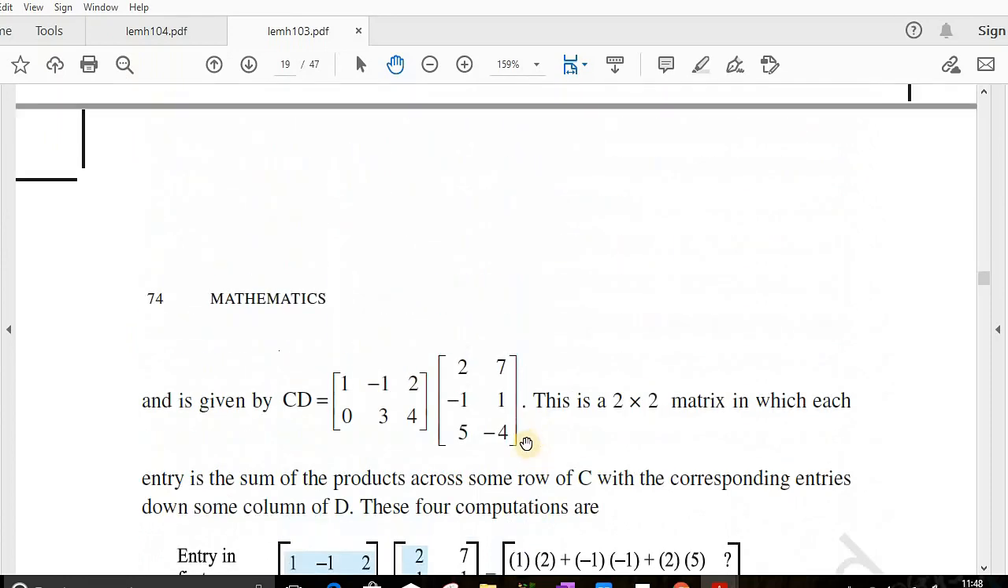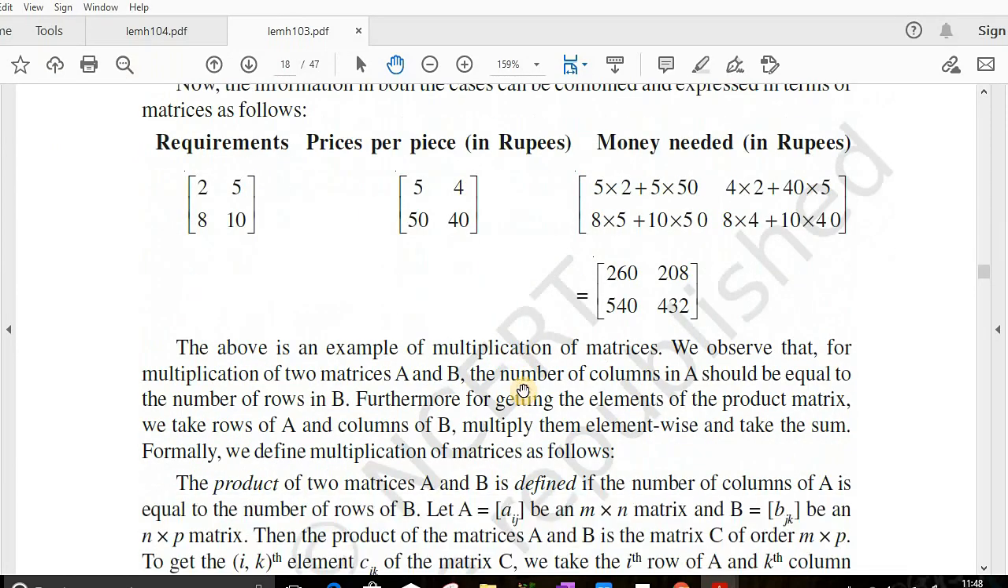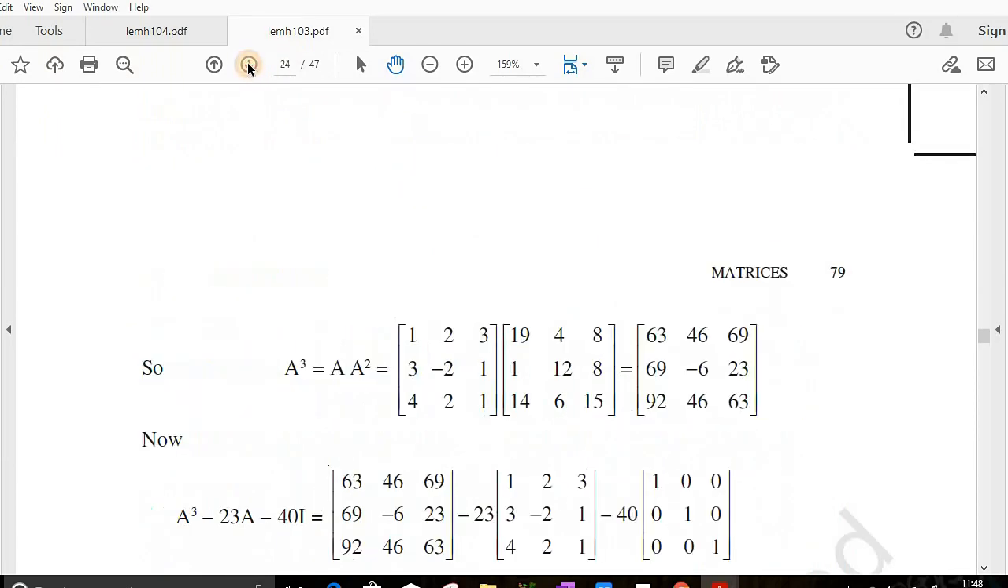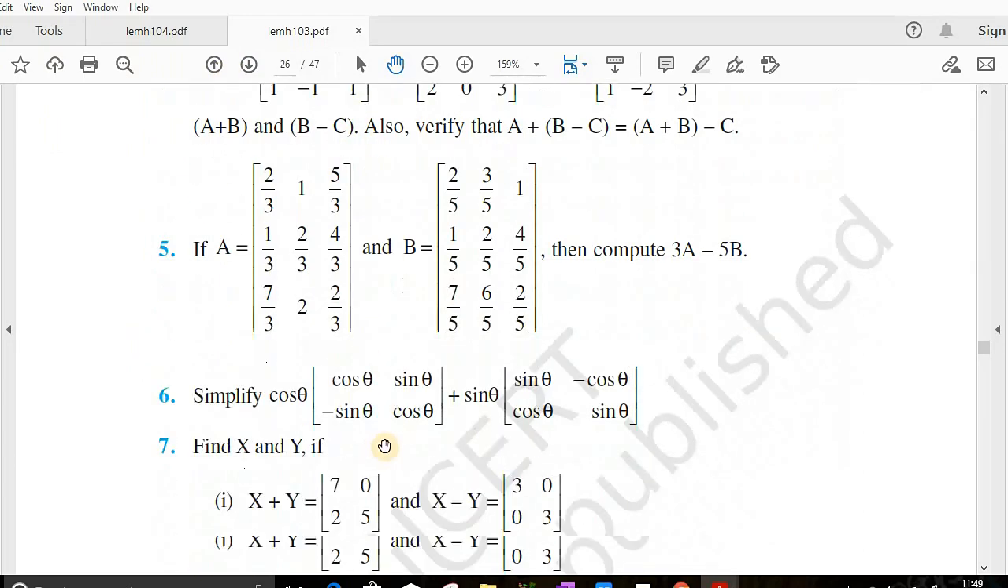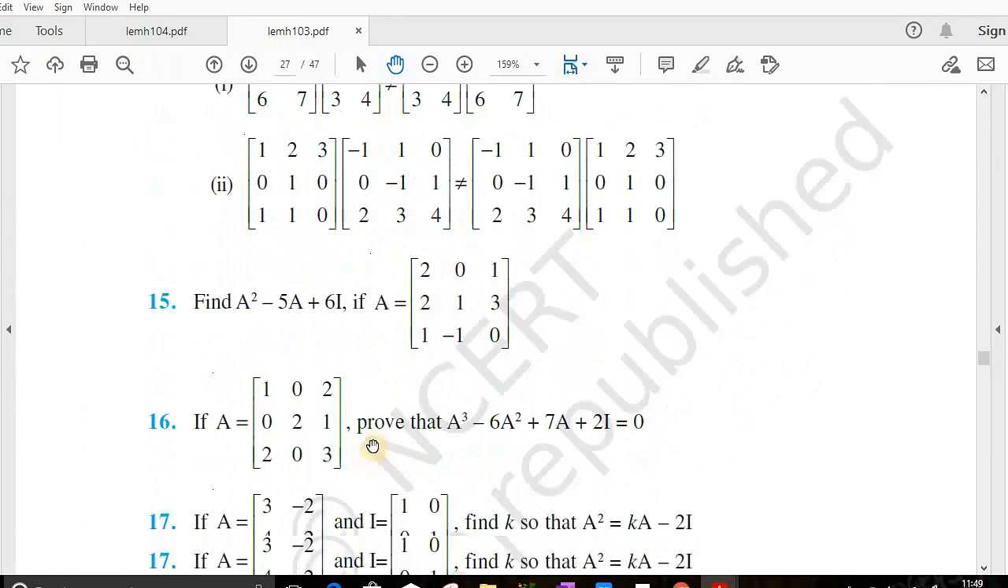Okay, then you can see that there are a few properties of matrix multiplication. Whatever additional properties there are, we will take one exercise for it. So you do a few exercises of this.